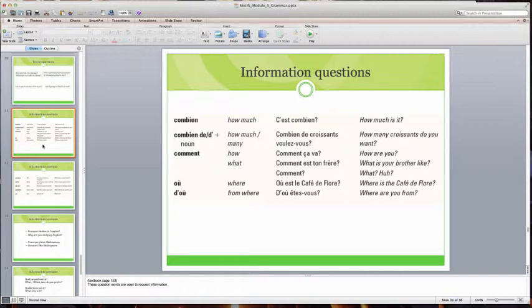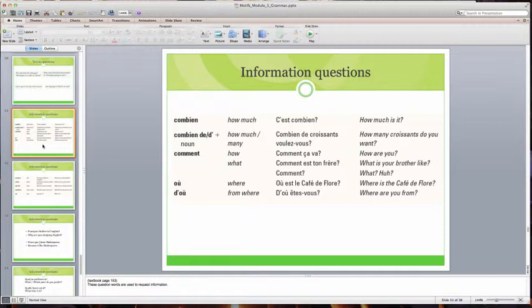To say how much, we say combien. To say how much or how many of something, for example, we say combien de. For example, the difference here is, in the first one, c'est combien, how much is it? But combien de croissants voulez-vous? How many of the croissants do you want?